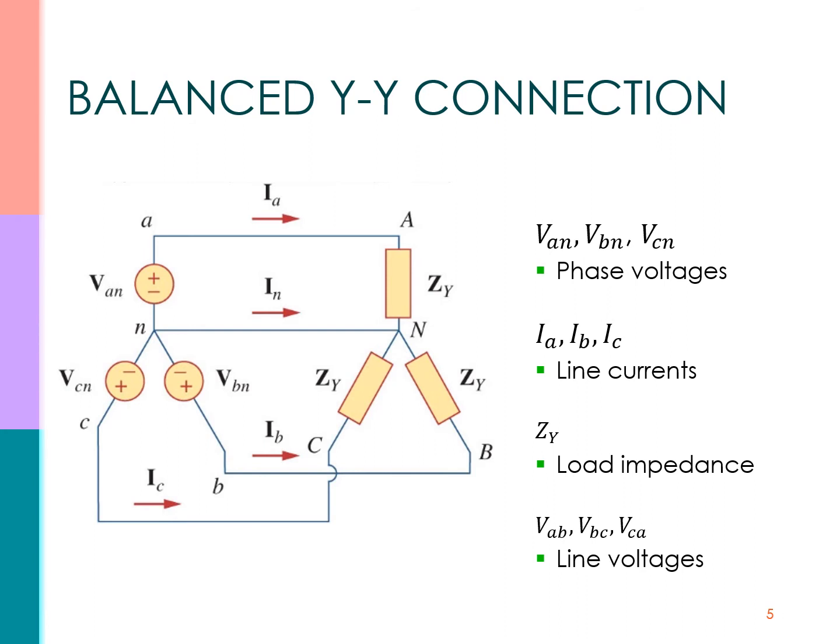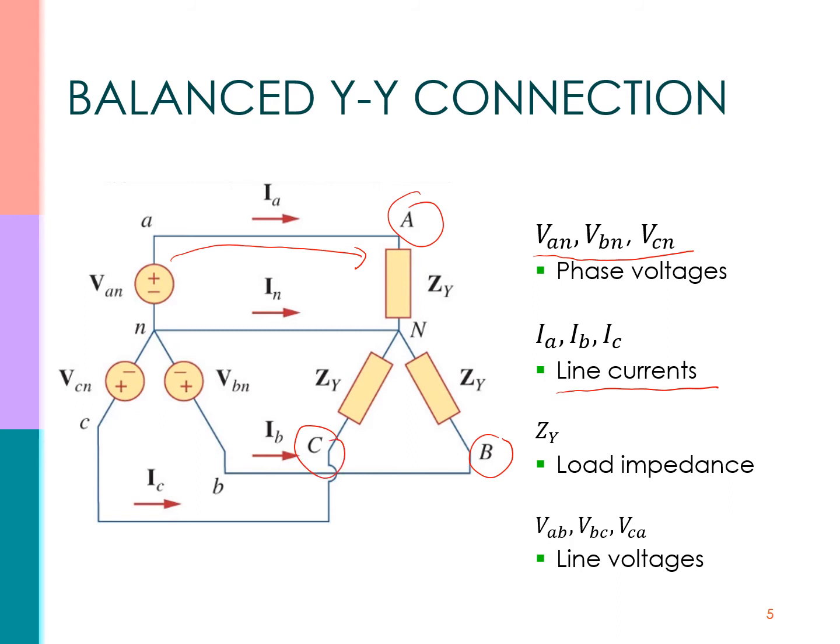So for a balanced Y connection, we have four parameters that you should know. The first is phase voltage, which we call VAN, VBN, and VCN. You have to remember this. Then line currents IA, IB, IC. Line current is the current flowing from the voltage source to the load. We call them IA, IB, IC regarding the names of the lines: line A, line B, and line C.